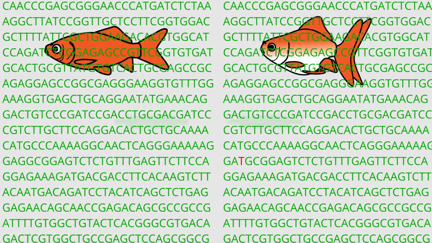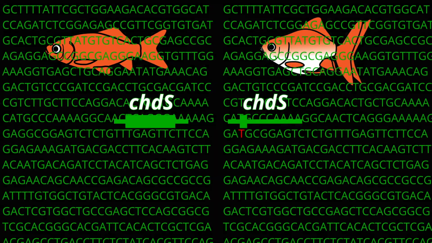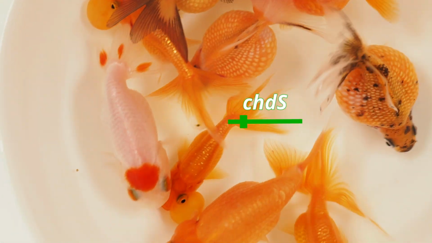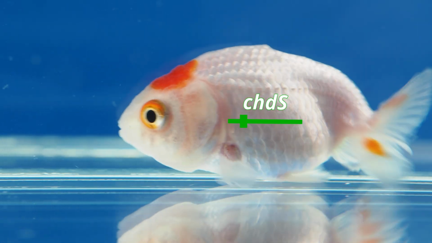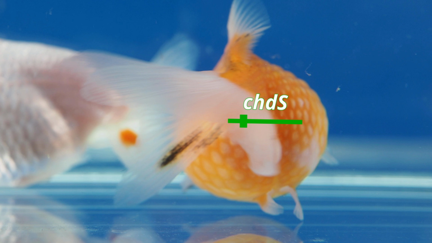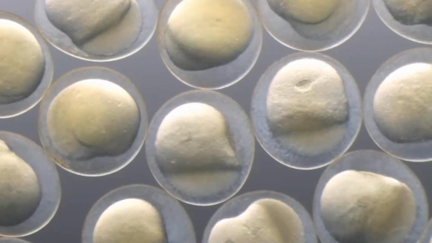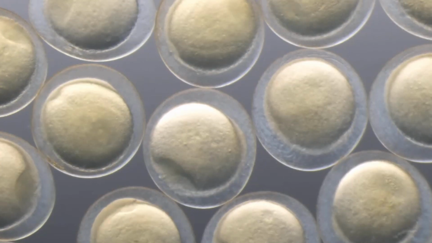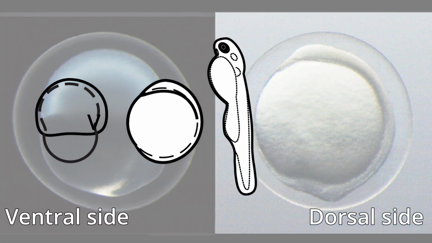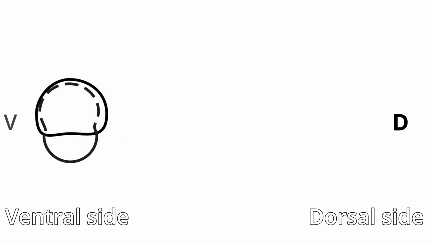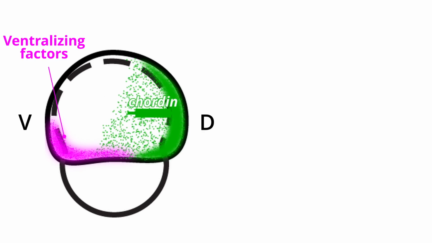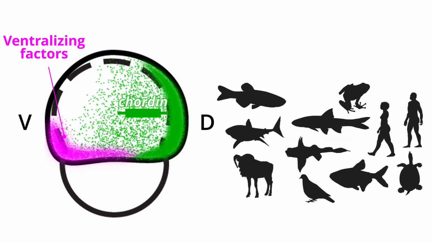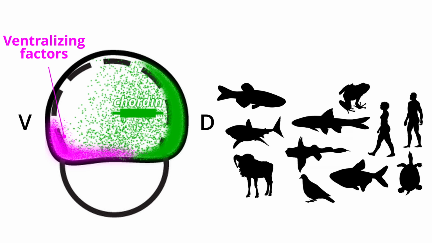We discovered that the Chordin gene had a peculiar mutation. This mutation was not only found in some twin-tailed goldfish but was observed in the majority of twin-tailed goldfish we examined. Chordin is a crucial gene involved in embryonic development, specifically in forming the dorsal and ventral sides of the body. It suppresses the activity of the gene that creates the ventral side while promoting the formation of the dorsal side. This gene is conserved across all vertebrates.